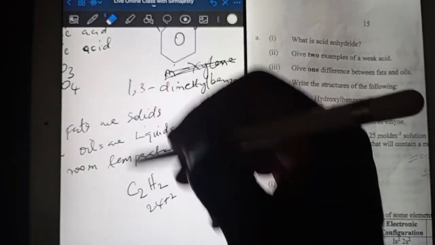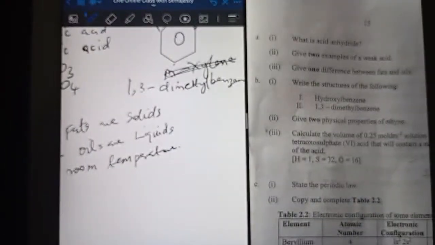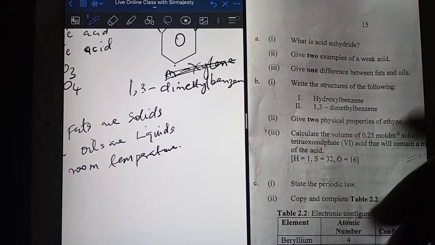It's insoluble in water. It is neutral to litmus paper. Okay. Then it is flammable.